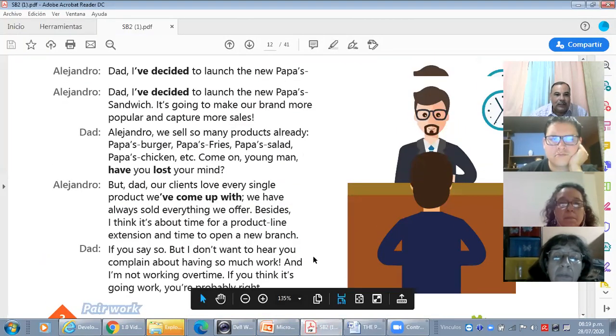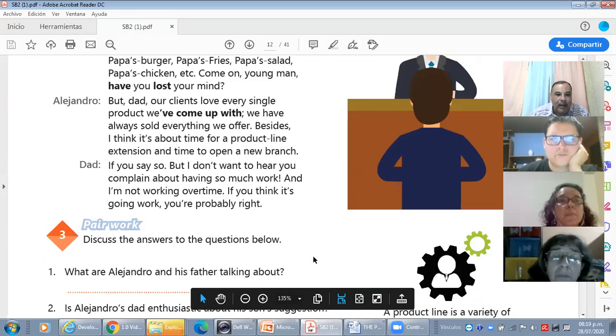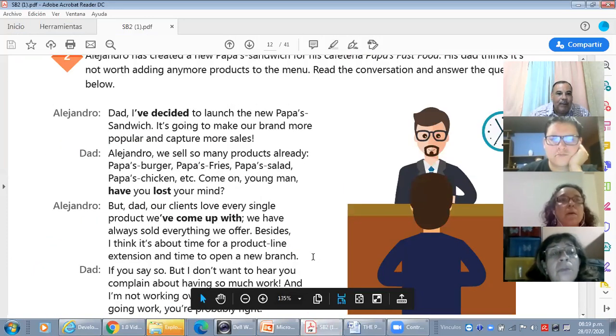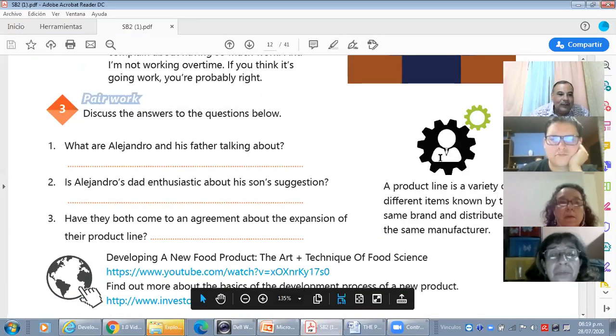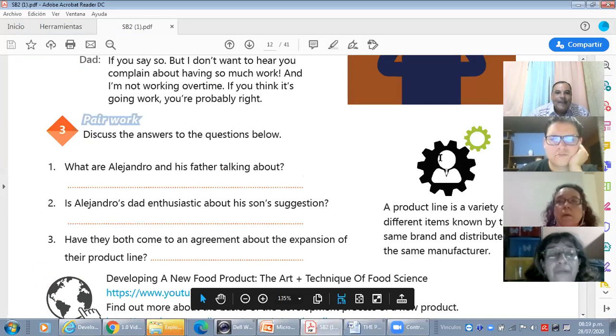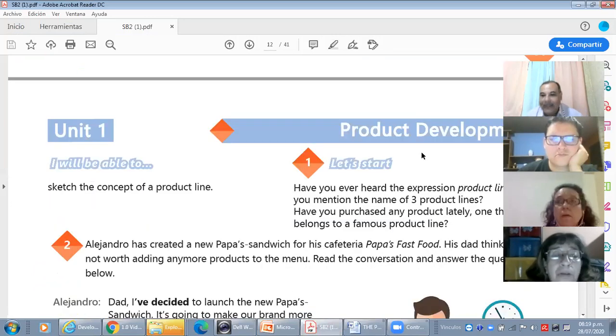Okay, you remember the book? So go to page number 12. Page number 12, okay? And have it ready. Have it in your computer, okay? Because I'm going to break in groups. Remember, when we break in groups, you are not able to see the screen, but you can have it on your computer. Is that clear? While you are working with your classmates, okay?